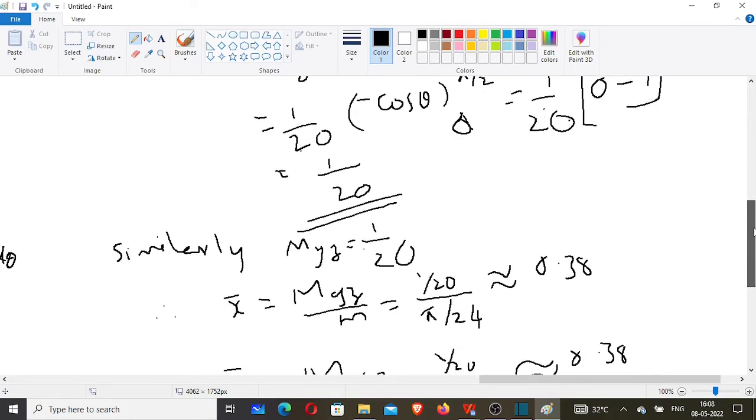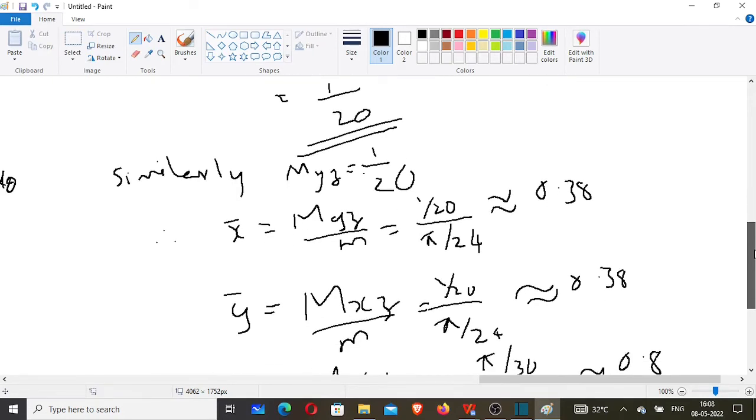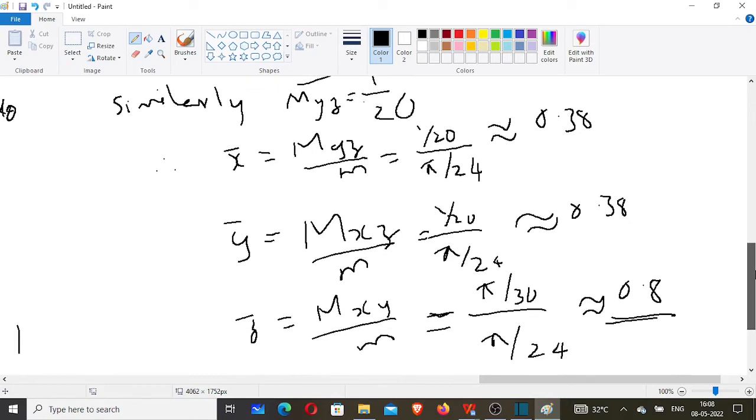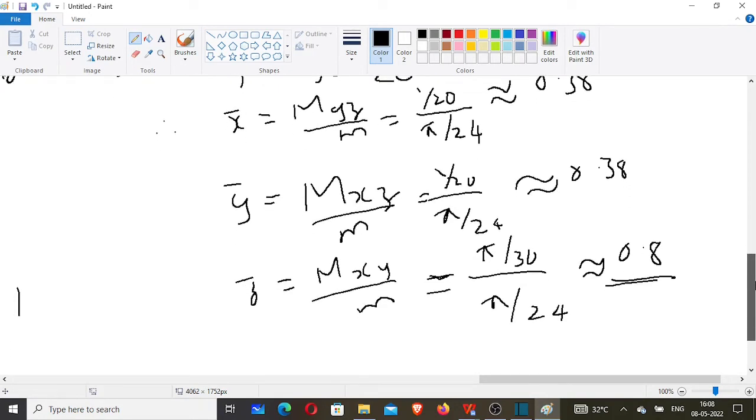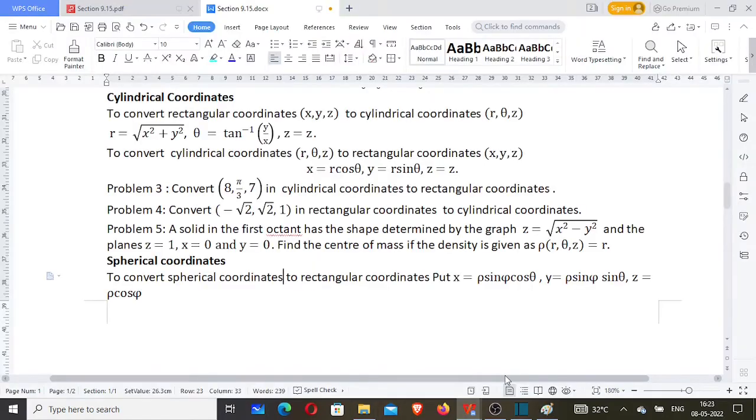Now the center of mass is equal to x bar, y bar, z bar, where x bar equal to myz by m, which is equal to 1 by 20 by pi by 24, approximately equal to 0.38, and y bar is equal to mxz by m, which is equal to 1 by 20 by pi by 24, again approximately equal to 0.38. z bar equal to mxy by m, pi by 30 by pi by 24, approximately equal to 0.8. Next we have the spherical coordinates.